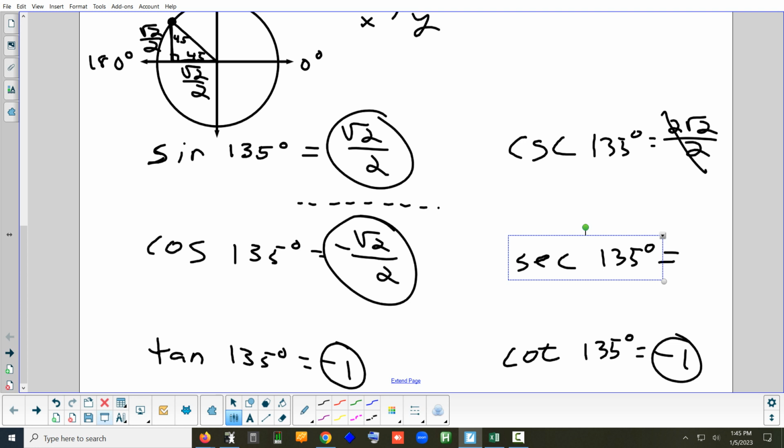Cameron, how about my secant? Will this be negative square root of 2? Right, it's just going to be negative square root of 2. It's the same as the sine, but with a negative in front. And there's your 6 trig functions for 135. Okay. Any questions on how we got the coordinate or any of the 6 functions?